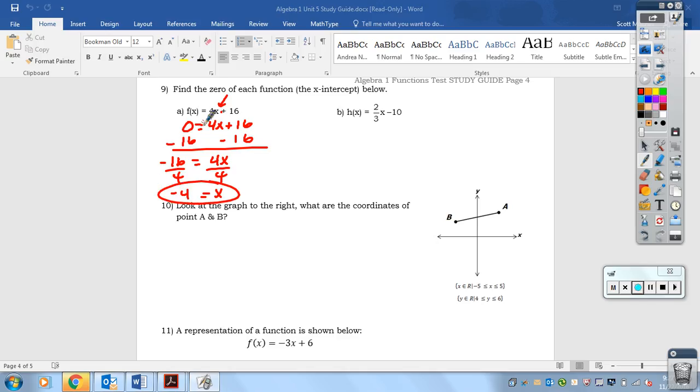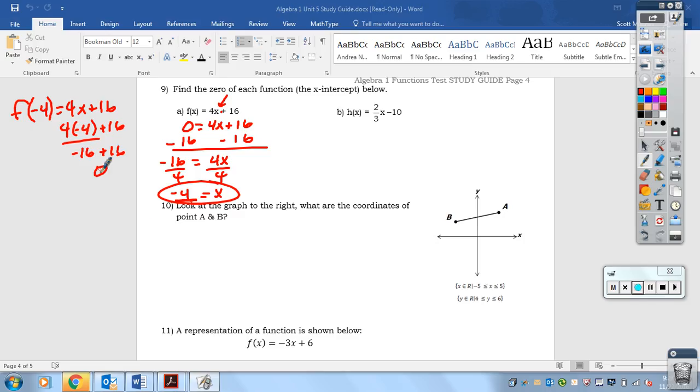If you don't believe me, let me plug in negative 4. This is negative 16 plus 16, which is 0. So again, negative 4 is the value that would give us 0 at the end.